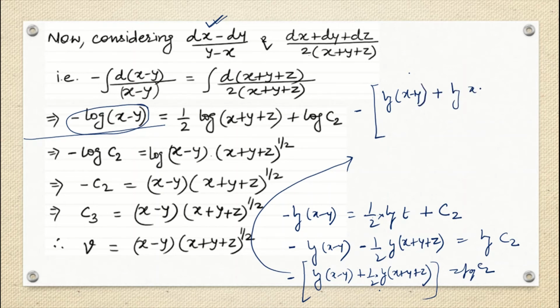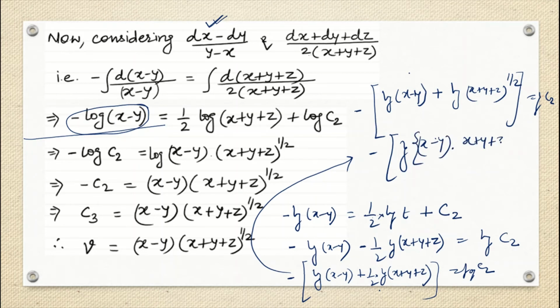Log (x plus y plus z) to the power 1 by 2. Is that okay? Because the multiplying factor half is there. Again, minus this is log C2, and then you are writing down minus log A plus log B gives you log A into B. Correct? Log A into B. So this part is, I think, okay.